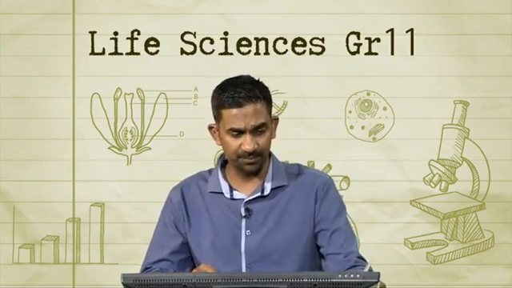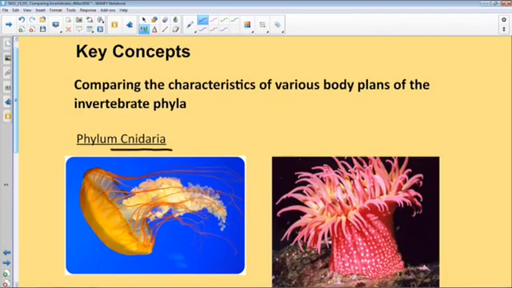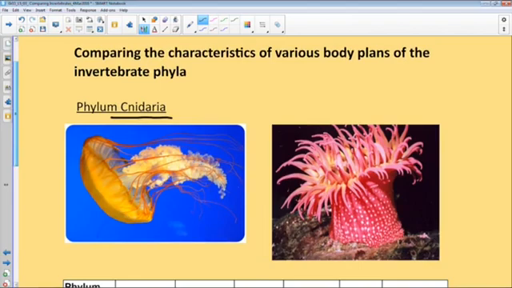Let's look at the second group. So the second group of phyla that we're looking at is phylum Cnidaria. And guys, you would have seen beautiful images of these. Here we've got the jellyfish and the sea anemone.